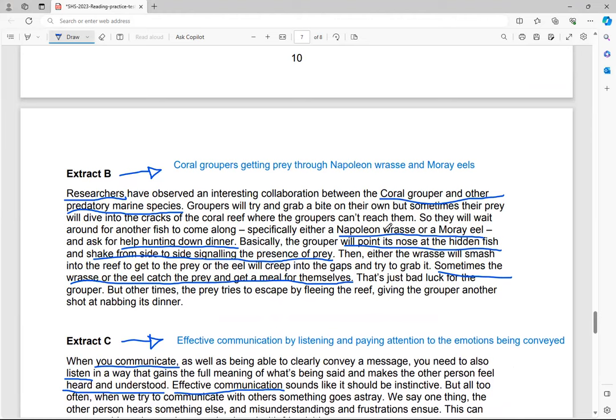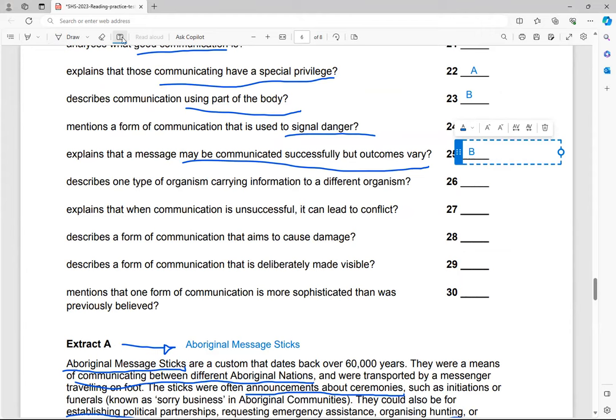Now, question 26. Which writer describes one type of organism carrying information to a different organism? We already know that's going to be Extract D, because Extract D describes fungi, which is one type of organism, carrying messages from one tree to another or from one plant to another.